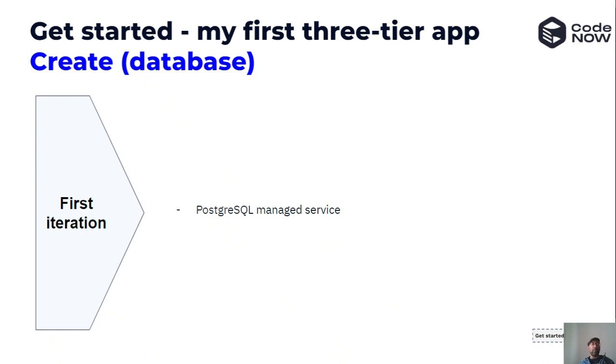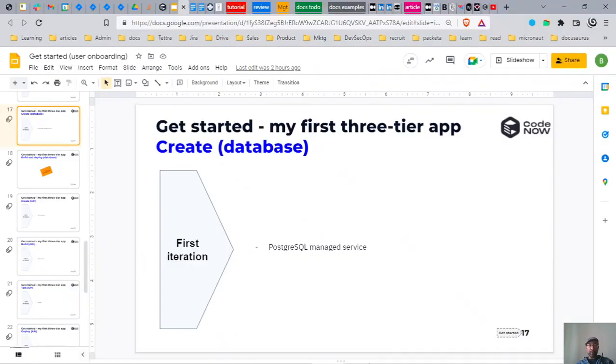We are going to show how you can quickly create a database, or any managed service, in CodeNow. Why would we create a database here? Well, the first iteration of our app was a single front-end application, and now we are going to move to a three-tier application, which consists of a front-end application, of course, an API, and a database. So let me show you so you understand better.